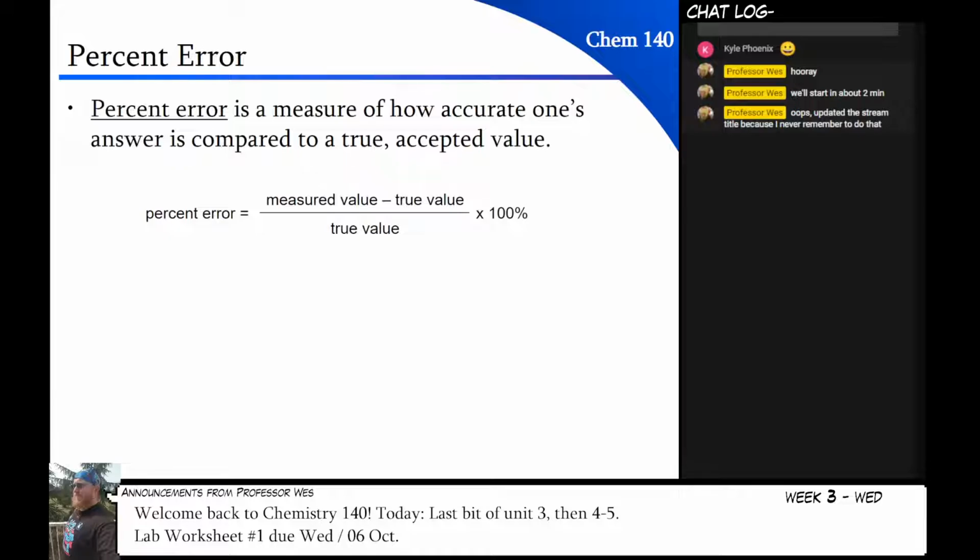If you have not done quiz number 1, too late. It is closed. I will go release scores after this lecture. If you have not finished lab worksheet number 1, it's due tonight, and then it will close tomorrow. So make sure you get that in by the deadline.